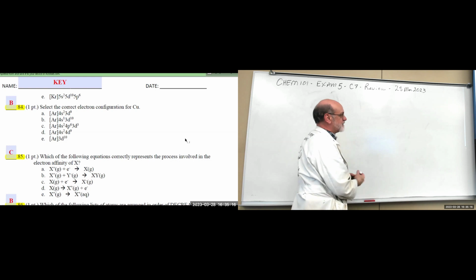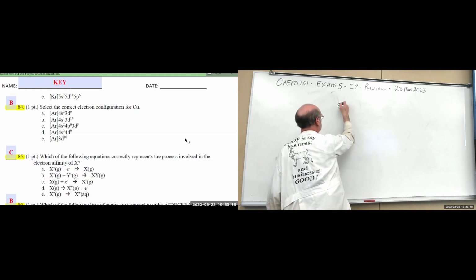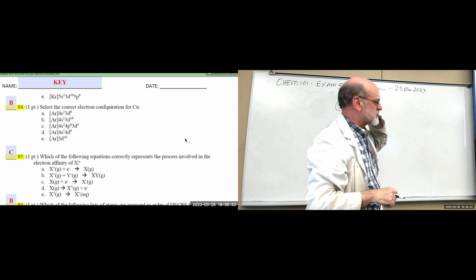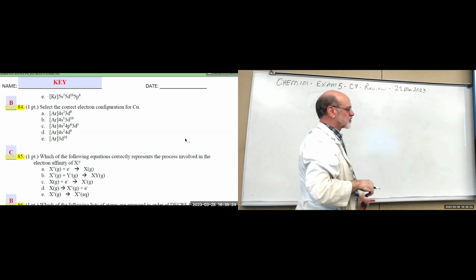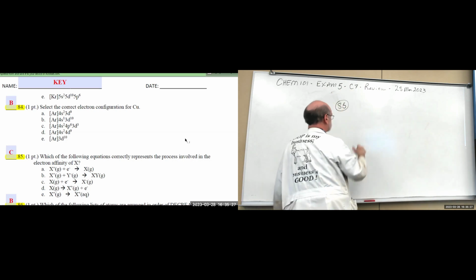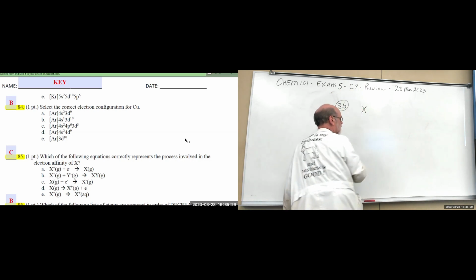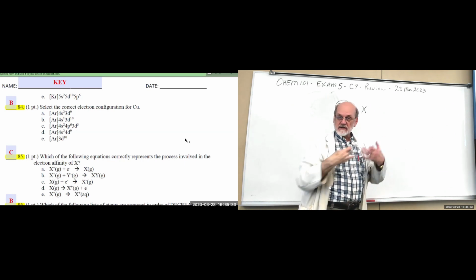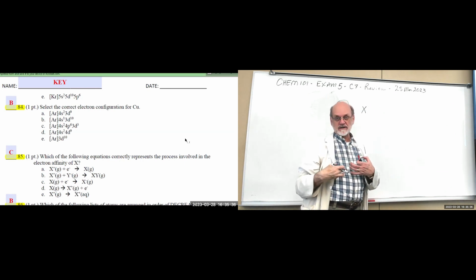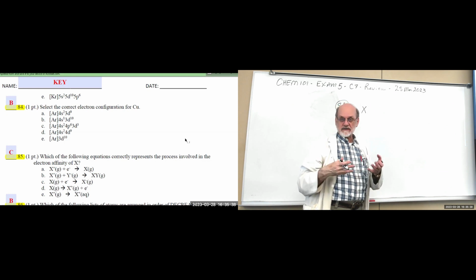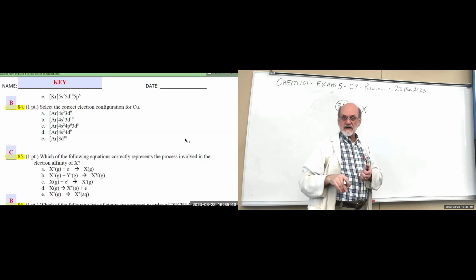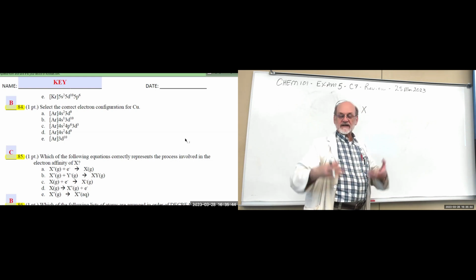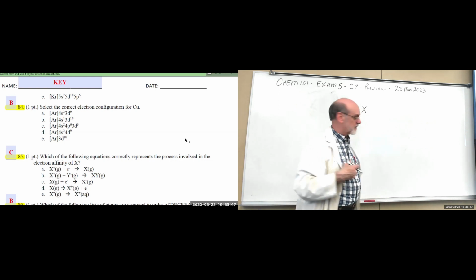And that was 84. 85. Which of the following equations correctly represent the process involved in electron affinity of X? What does electron affinity mean? How willingly does the X accept an electron? In other words, it gives up energy, right? It's a negative energy. So the higher the negative energy, the more affinity X has for an electron.